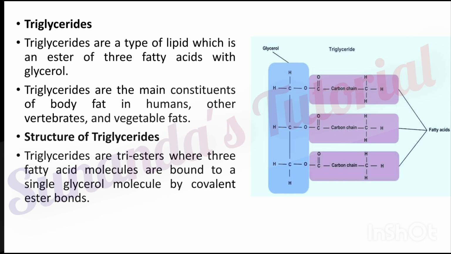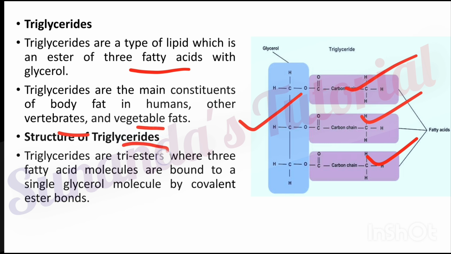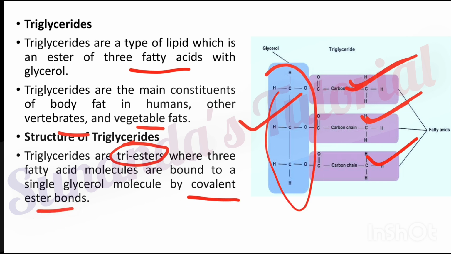So triglycerides or triglycerols, these are the most common and important type of lipid, which is the ester of 3 fatty acids and 1 glycerol. Triglycerides are the main constituent of our body fat, and they are also present in other vertebrates as well as vegetables. Structure: triglycerides are triesters where 3 fatty acid molecules are bound to a single glycerol molecule by covalent ester bonds. Okay.